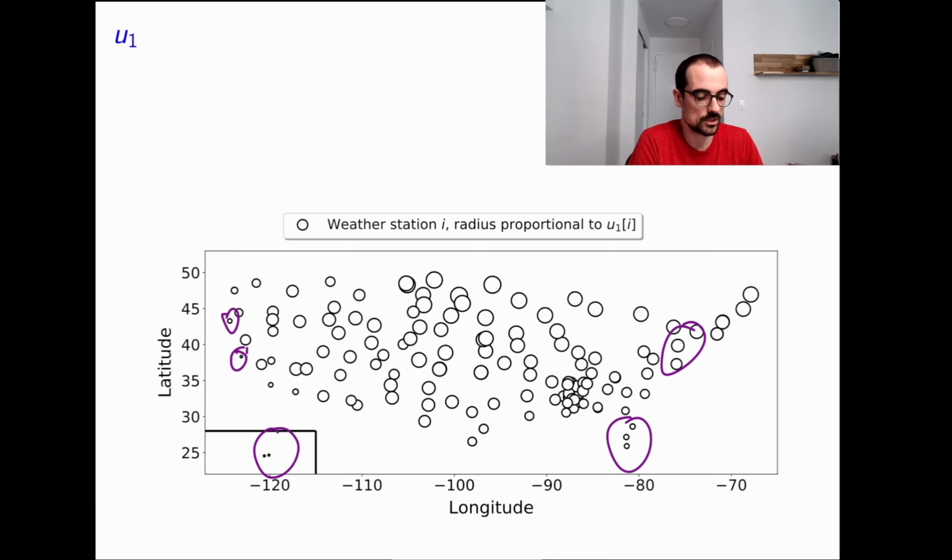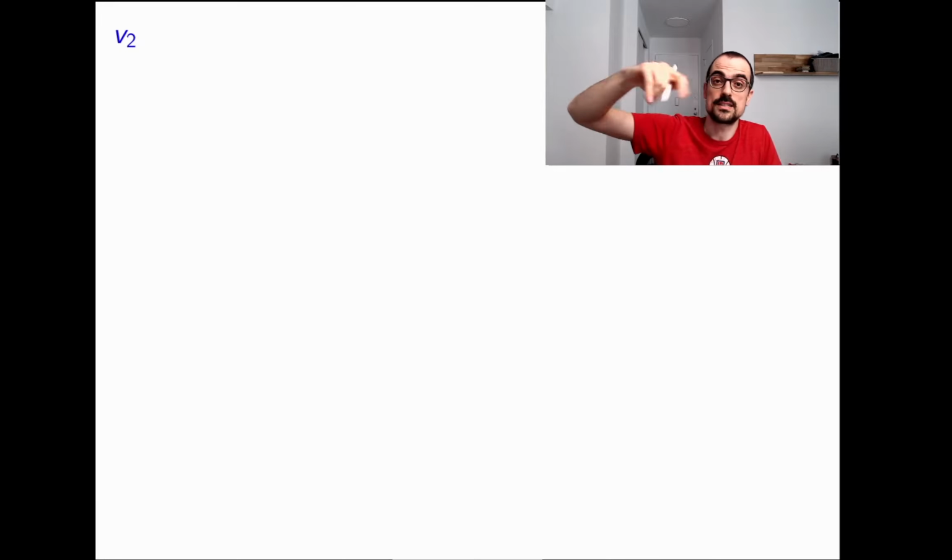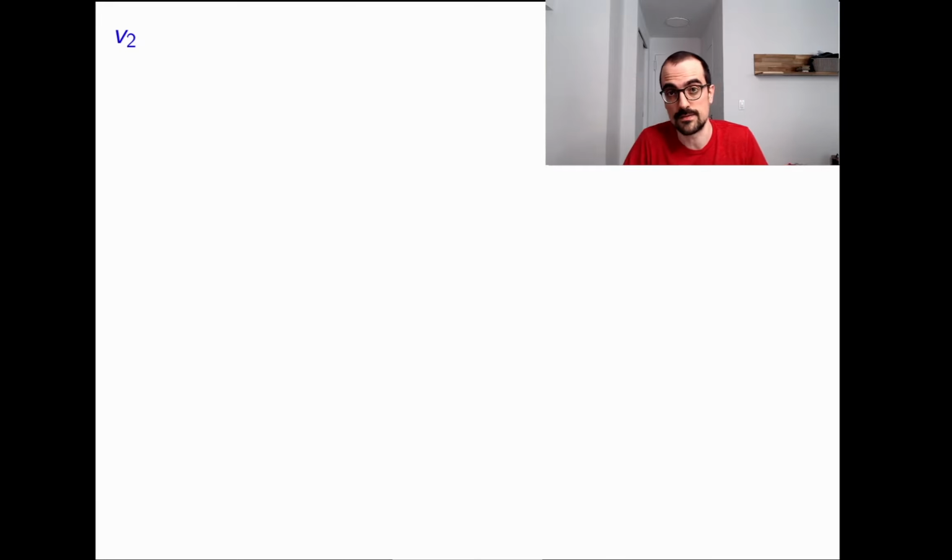Okay, so this makes a lot of sense. And the more you go to the interior, the more extreme this yearly seasonality is. So, this makes sense. Now let's take a look at the second factor, and in particular the second right singular vector associated to the factor.